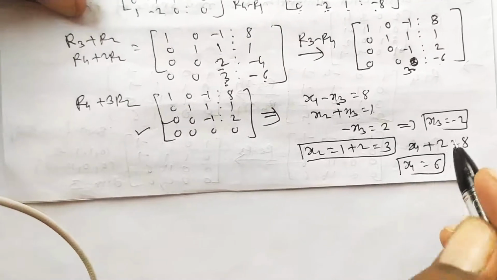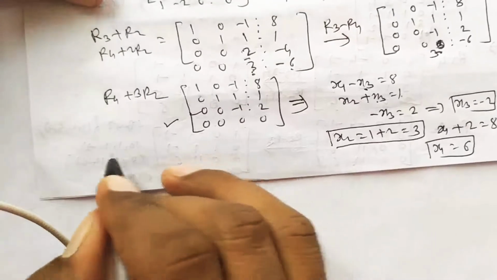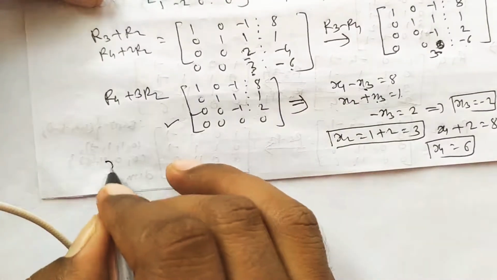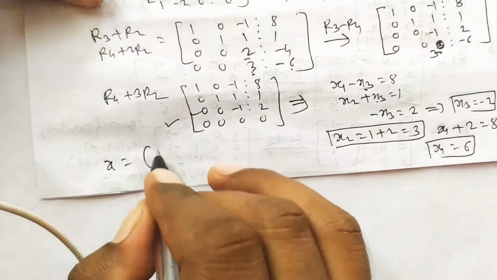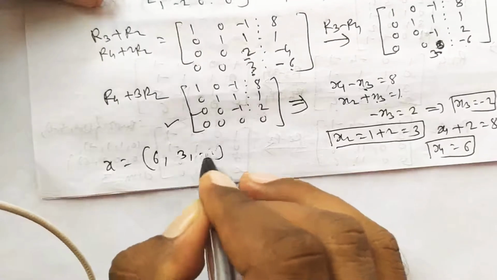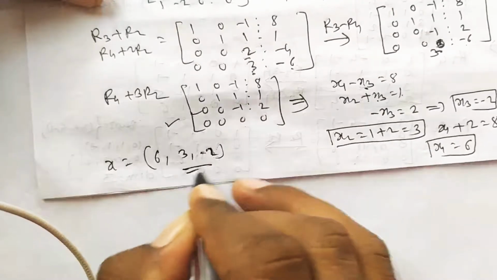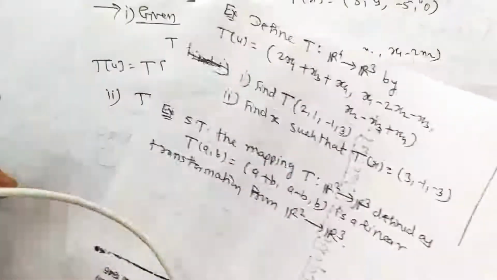So x1 equal to 6, x2 equal to 3, and x3 equal to minus 2, and therefore x is equal to x1, x2, x3, that is 6, 3, minus 2. Okay, so this is the value of x. Similarly you take one homework problem, it is the same. You try this problem.